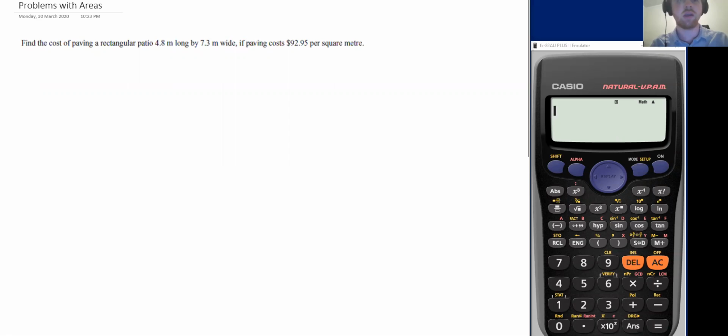Today we're going to be looking at problems with areas, okay? So we've been doing lots of calculations with areas. Today we're going to look at some word problems that involve using those calculations. The main skill we need today is to be able to read a question, draw a diagram and put in any information that we're given, read the question again, and then do any calculations that we need to.